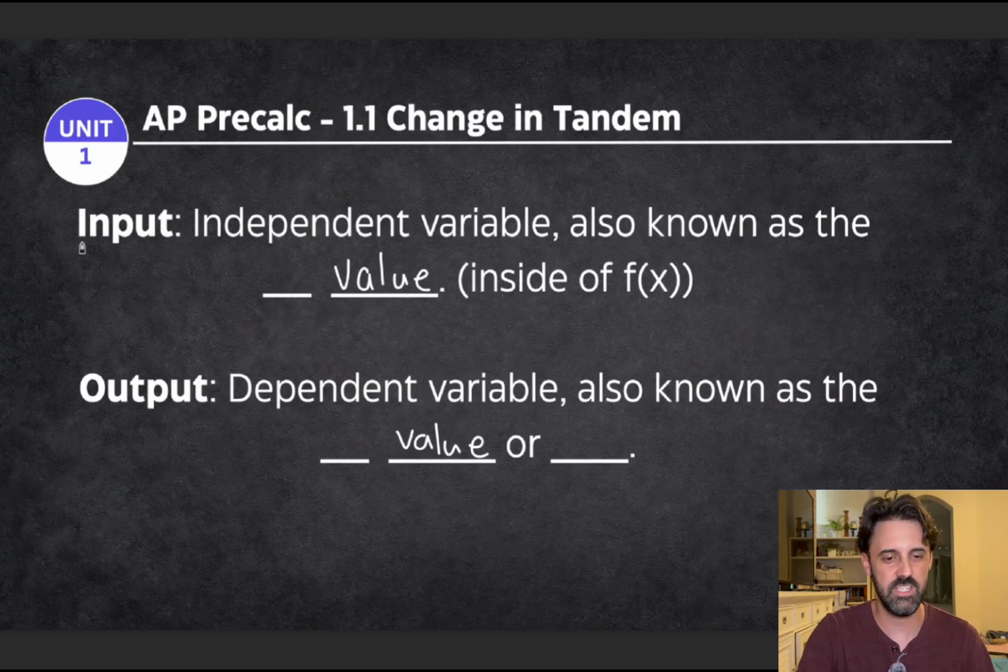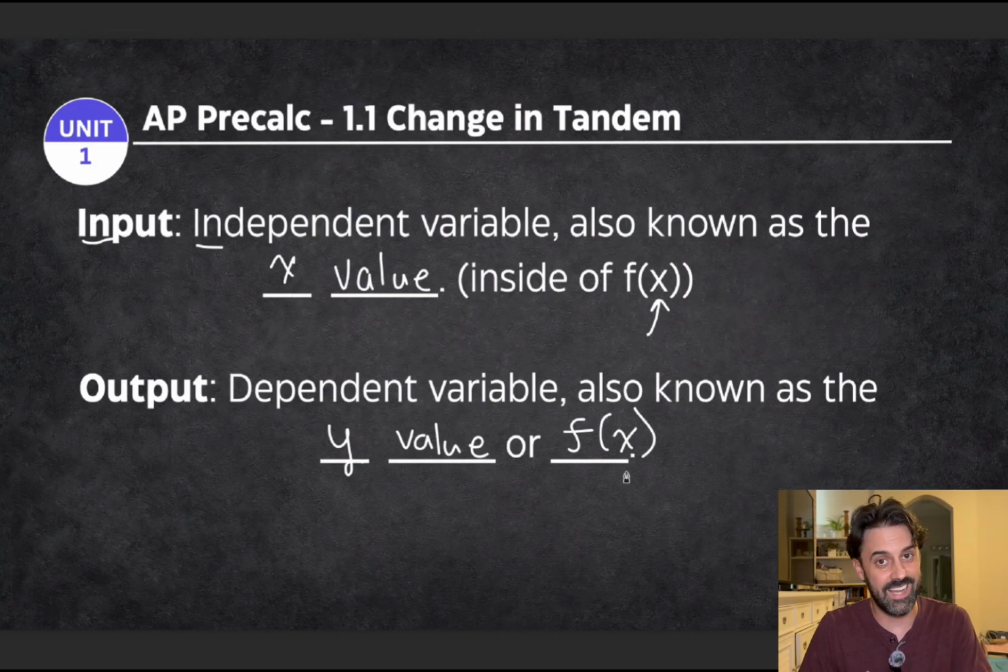Input is what we call the independent variable, also known as just the x value. If we're using function notation, it's the inside of the function. So whatever's in the parentheses is our input or our x value. The output is our dependent variable, also known simply as the y value, or sometimes we refer to it as f of x. Right? So if it's the inside, it's the x. If it's the whole thing, it's the output or the y value.